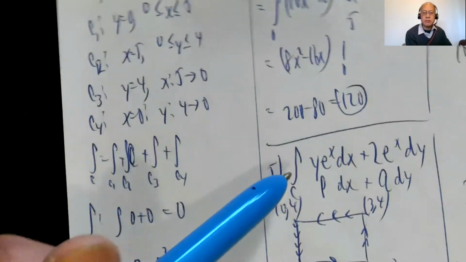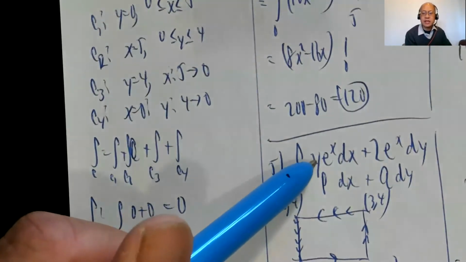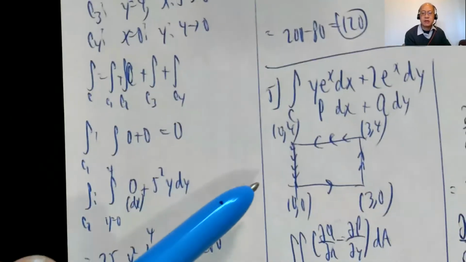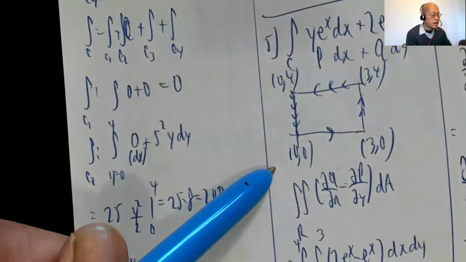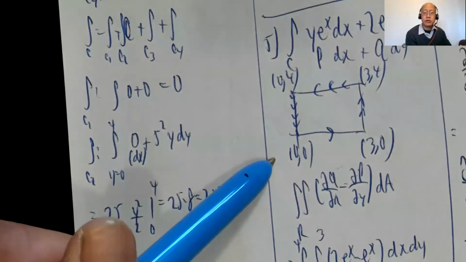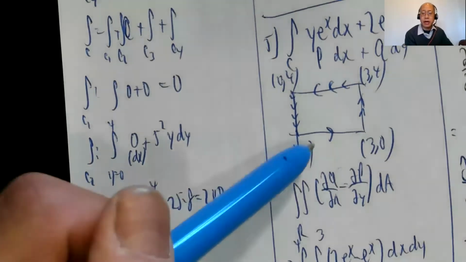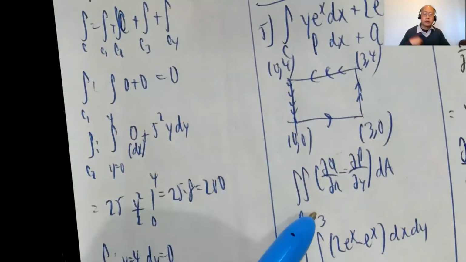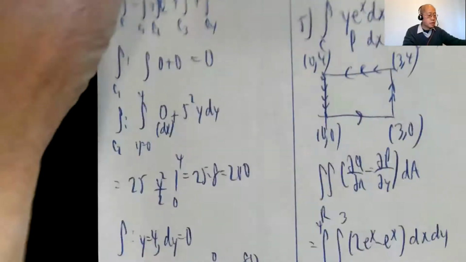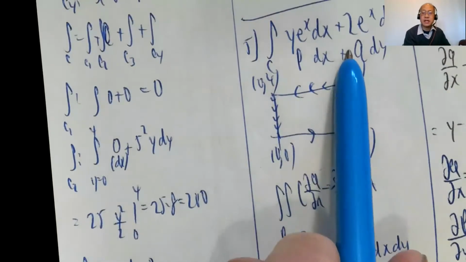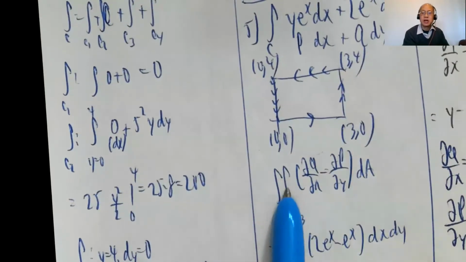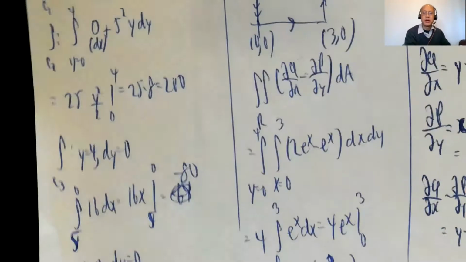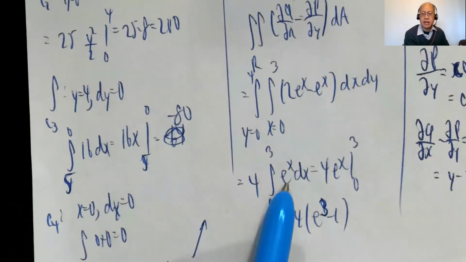Okay, here's five. Integral of y e to the x dx plus 2 e to the x dy. That's P dx Q dy. Okay, and this time only use the right-hand side the theorem asked for. So positive orientation. So rather than doing all four of those, it's normally much easier to go straight to this. So the partial of Q with respect to x is 2 e to the x. The partial of P with respect to y is e to the x. So when you integrate, you just integrate e to the x.